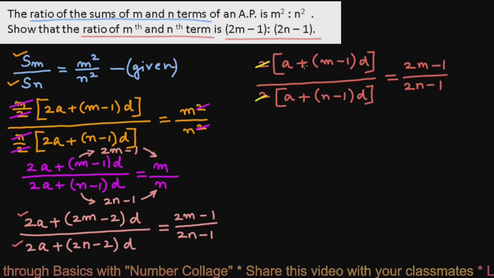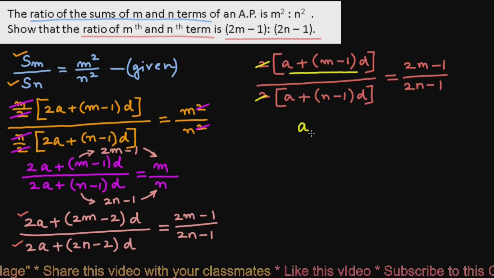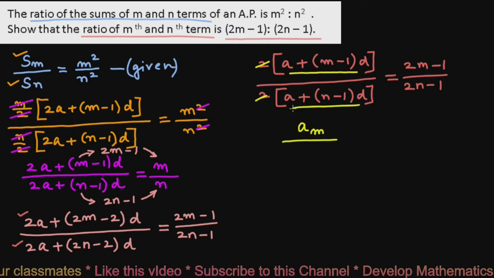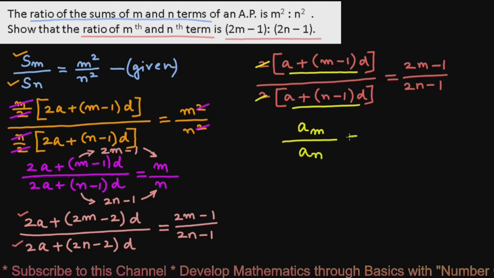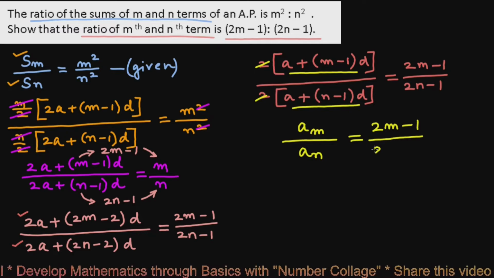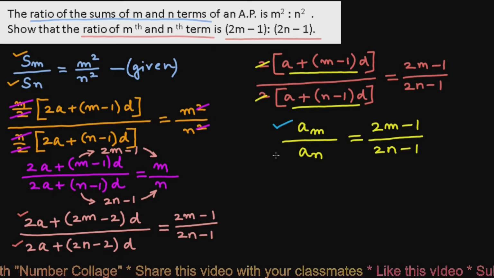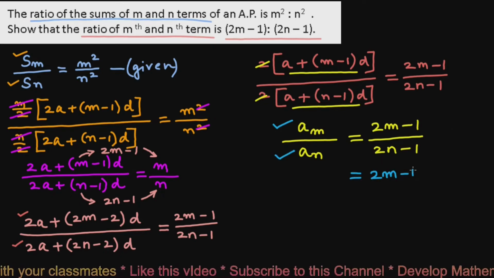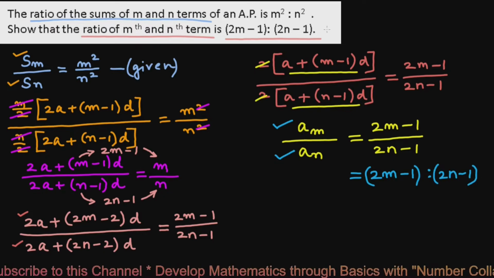Now this a plus m minus 1 into d is nothing but the mth term of AP upon this a plus n minus 1 into d is nothing but nth term of the AP. So which equals 2m minus 1 upon 2n minus 1. So that proves ratio of mth term and nth term of this AP is 2m minus 1 is to 2n minus 1 as required here.